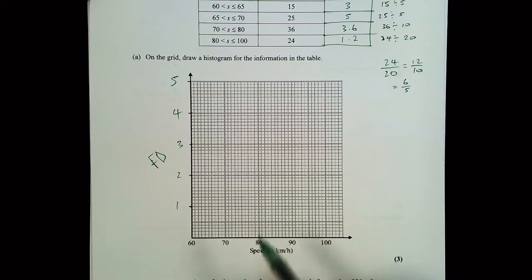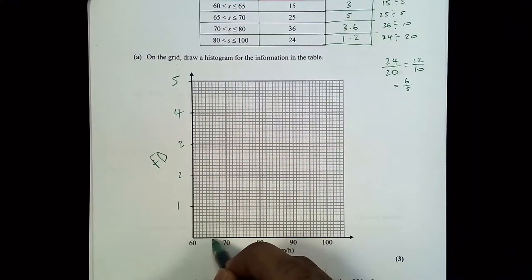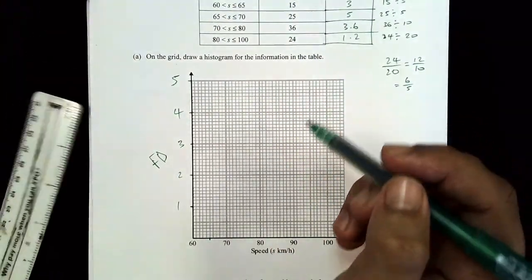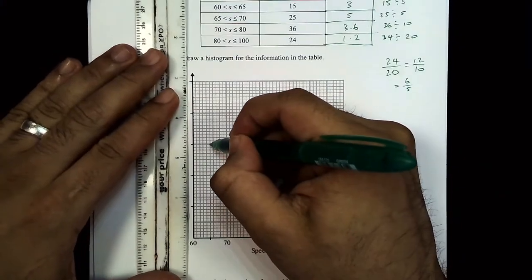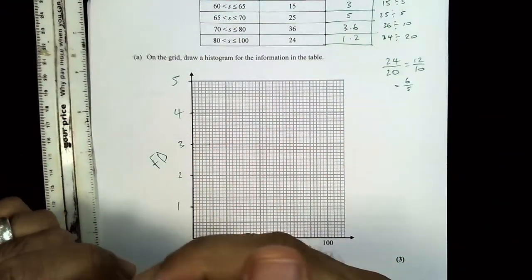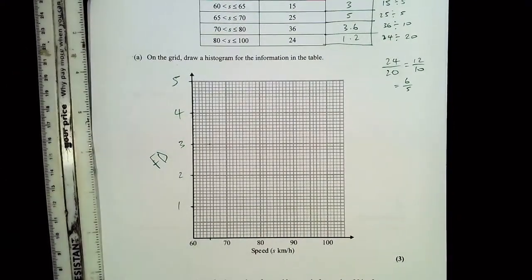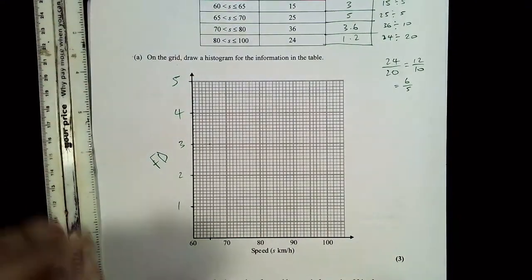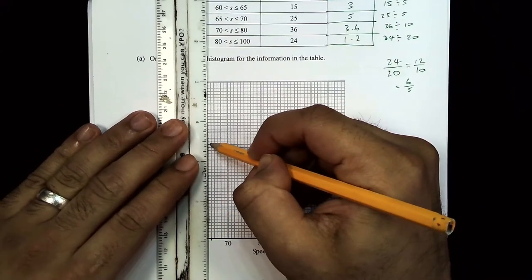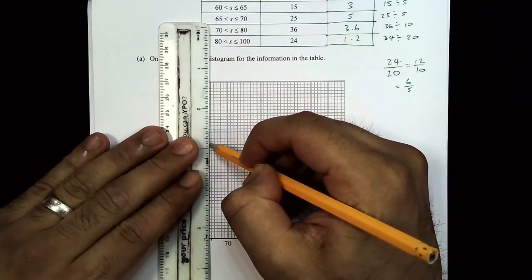All right then, first bar, 60 to 65. So I'm going to go 1, 2, 3, 4, 5 boxes across, and it goes up to 3. So with a ruler, and really you should use a pencil for this, Mr. Sheikh. You should model exactly what you expect from your students. Yes, you should. Here is a pencil. Really you should use a sharp pencil, but I'm not going to stop recording, I'm just going to get a sharpener.